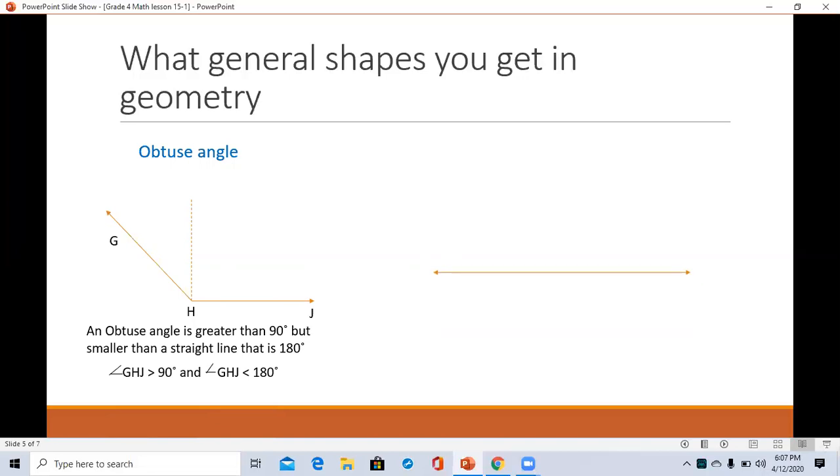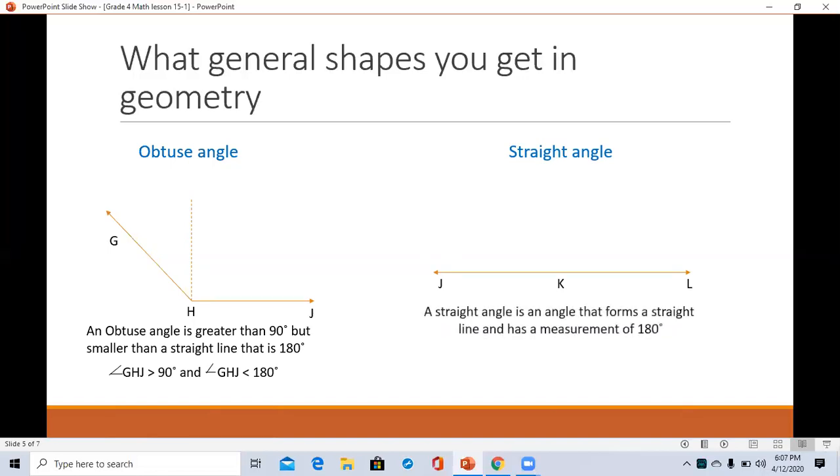Let's look at this line. This is a straight angle. A straight angle we can call JKL. A straight angle is an angle that forms a straight line and has a measurement of 180 degrees. When we name this straight angle, we say angle JKL is equal to 180 degrees.